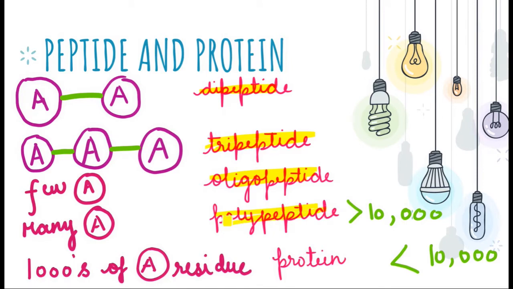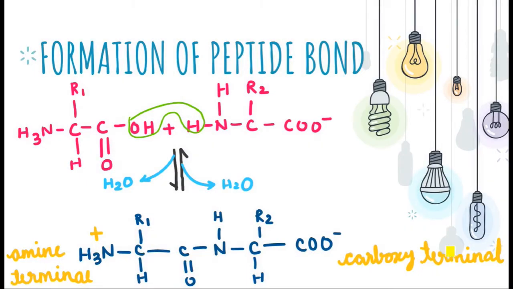If we refer here, many amino acids means they can be from 10 to 10,000, and when thousands of amino acid residues are joined together, they form a protein. Means the number of amino acids joined together should be more than 10,000. If you see in the figure, when there is a loss of a water molecule from each amino acid, it leads to the formation of the peptide bond. As a result, we get the amino acid chain with an amine terminal and a carboxyl terminal.